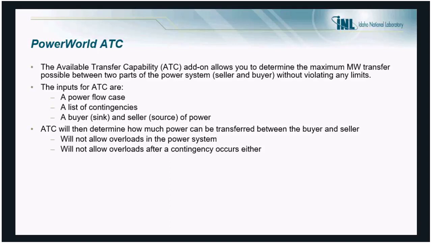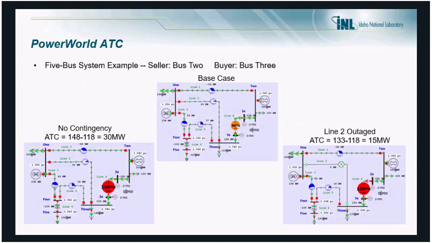So I have a 5-bus system example to have a less abstract way to illustrate the concept of ATC. Here in the 5-bus example, the seller is defined as bus 2 in the system, and the buyer is defined as bus 3. In the base case, for the seller bus 2, there's a generator attached to it with 280 megawatts of power injecting into bus 2, and for the buyer bus 3, in the base case, there's 118 megawatts of load attached to it.